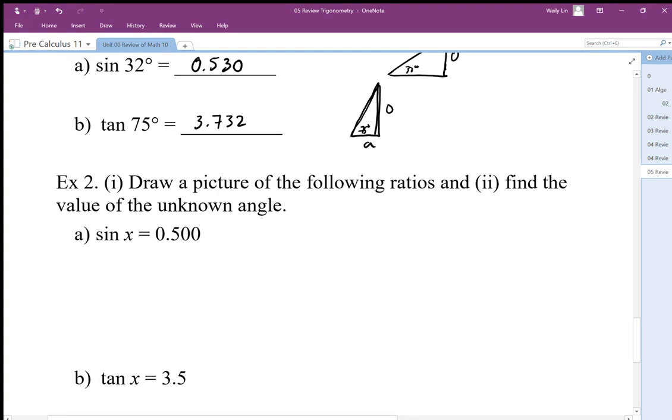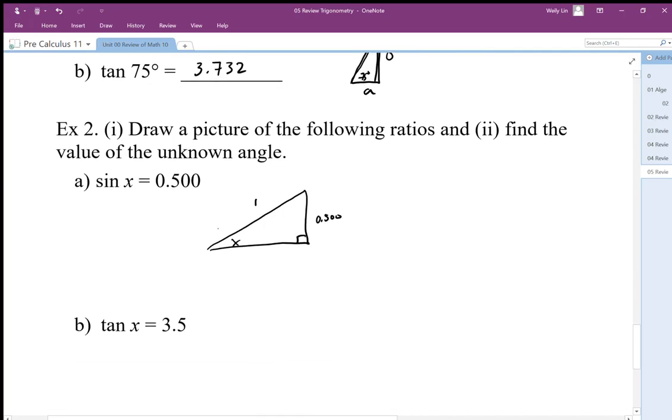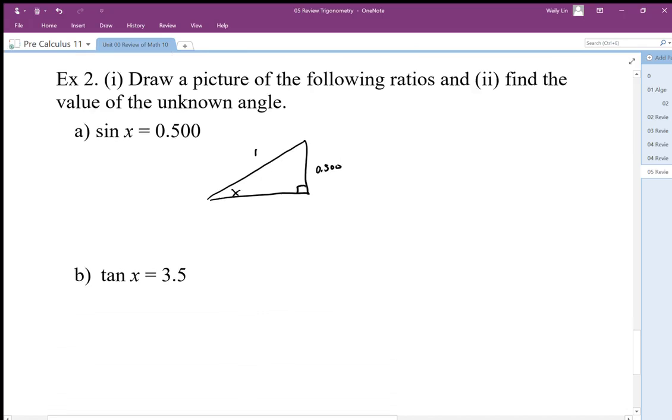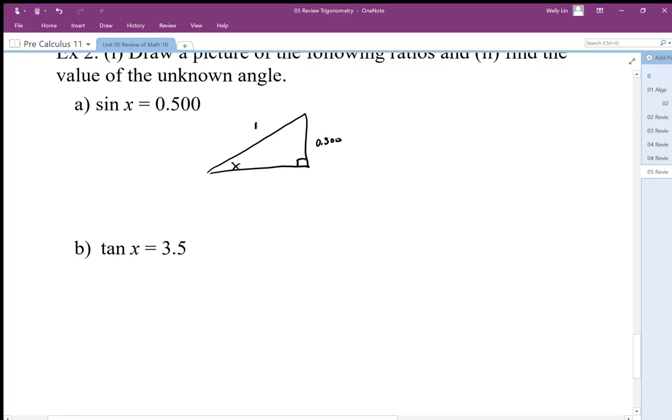75 degrees, 32 degrees, I can draw a picture of this. If my angle is x and my ratio is 0.5, that means this is going to be 0.500 to 1, and it's going to give me an angle that looks like that. So I don't know exactly what the angle is. In fact, actually I do, because it's a special angle. But at least I have an idea what this should look like. I need my calculator to work this angle out.